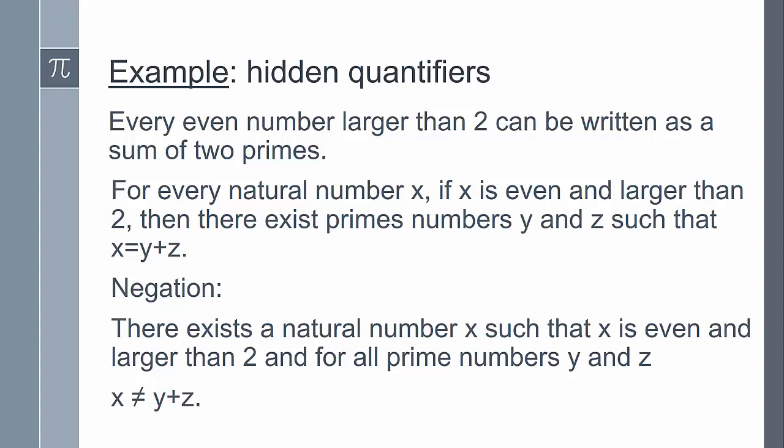For every natural number x, the negation would be there exists a natural number x. And then we're going to do p and not q for our negation of the if-then statement above. There exists a natural number x such that x is even and larger than 2. That's the hypothesis p. And then we need a not q statement. So for all prime numbers y and z, x does not equal y plus z.